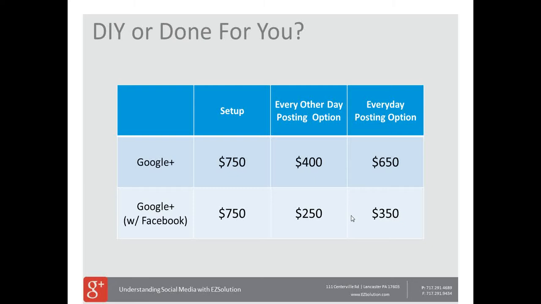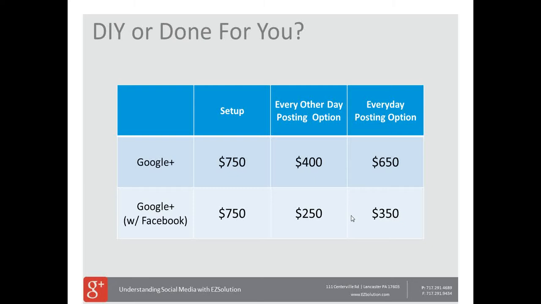So the Google Plus business page setup is $750, and that's a one-time fee. From there, you would be able to pick whether you wanted us to post every other day for you, or if you wanted it to be every day. The every other day option is going to be $400 a month, and the everyday option is $650. However, if you already are a Facebook client of ours, the setup is the same, but the every other day posting goes down to $250 a month, and the everyday posting option is $350.